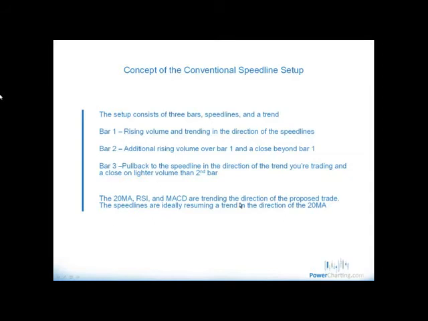So the thing is that the 20MA, the RSI, and the MACD are trending in the direction of the proposed trade. The speed lines are ideally resuming a trend in the direction of the 20-period moving average.